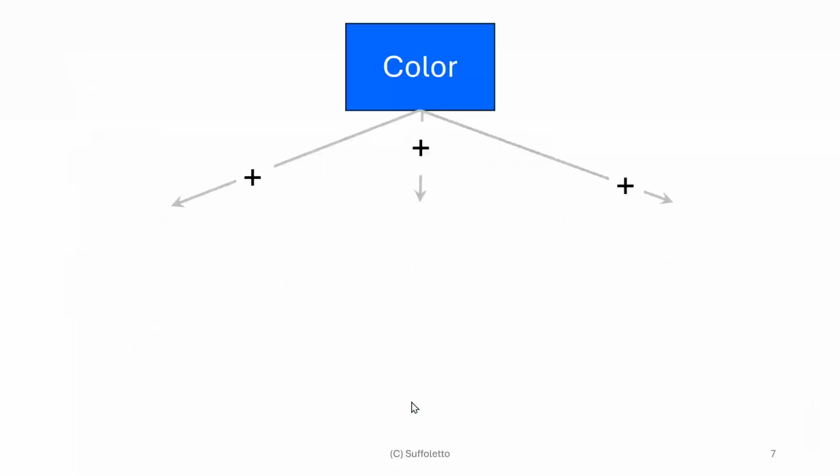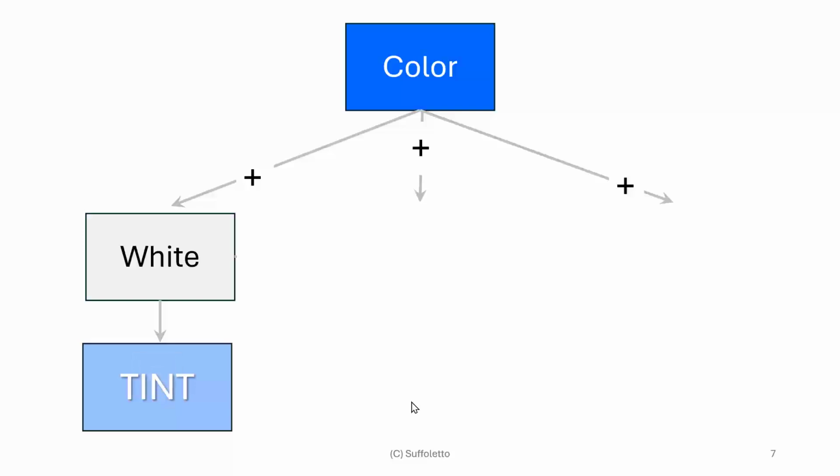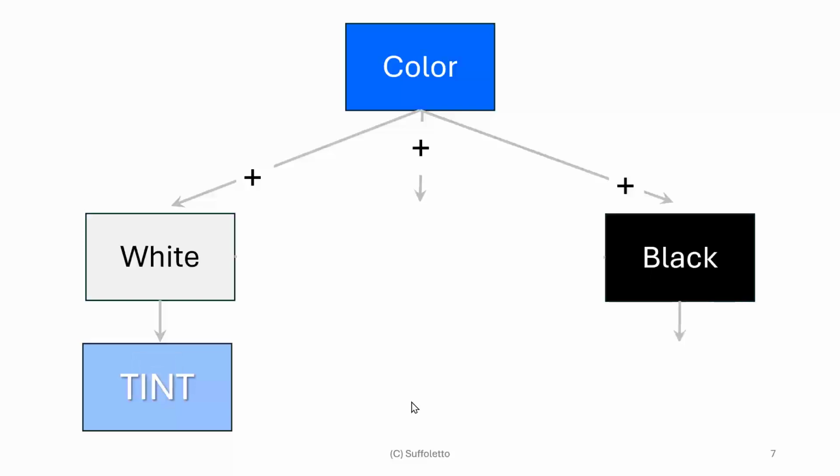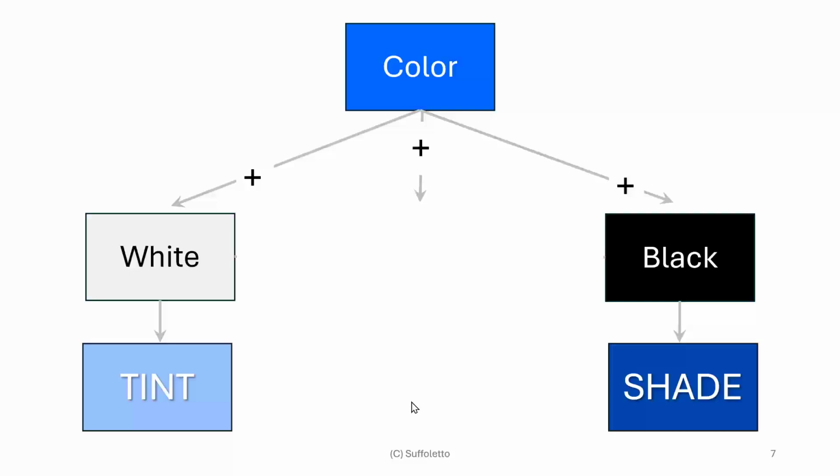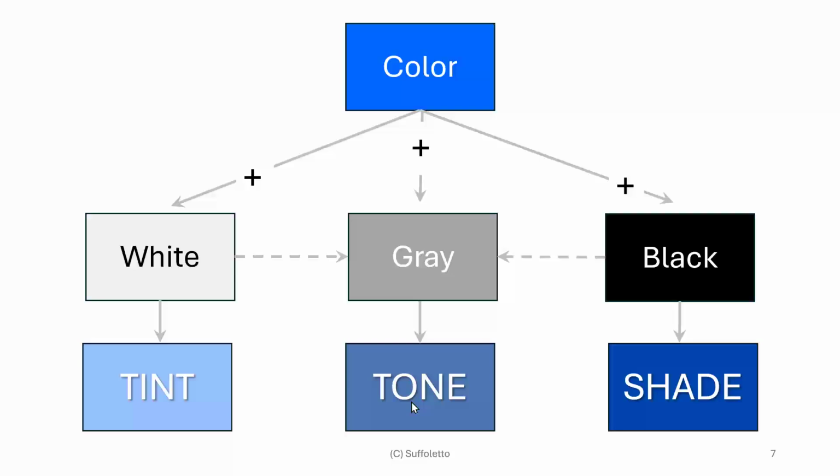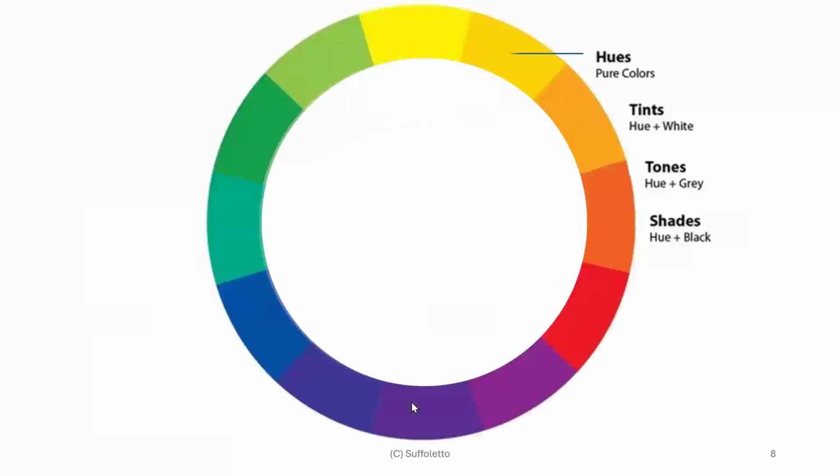In summary, if I take a color and I add white to it, I get a tint. If I add black to the color, I get a shade. And if I add gray to the color, which is a combination of white and black, you get a tone. So now we have a definition for tint, tone, and shade, the addition of white, gray, and black, respectively. Let's look at this another way.